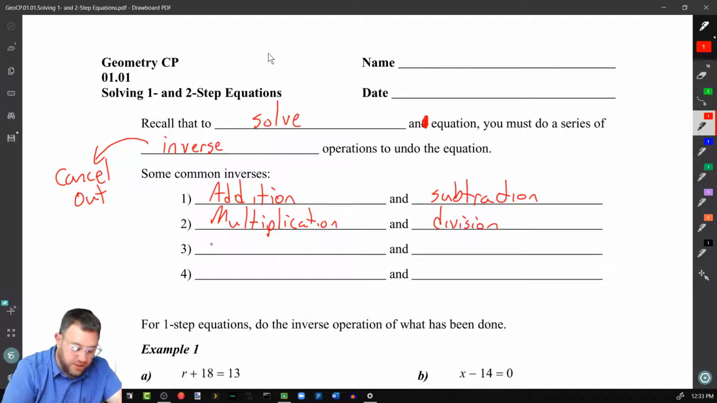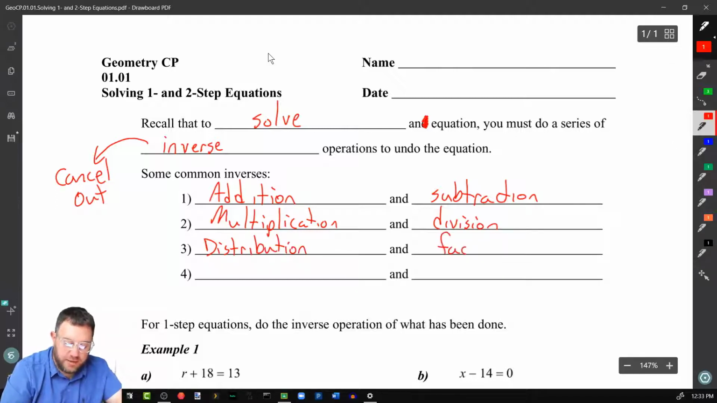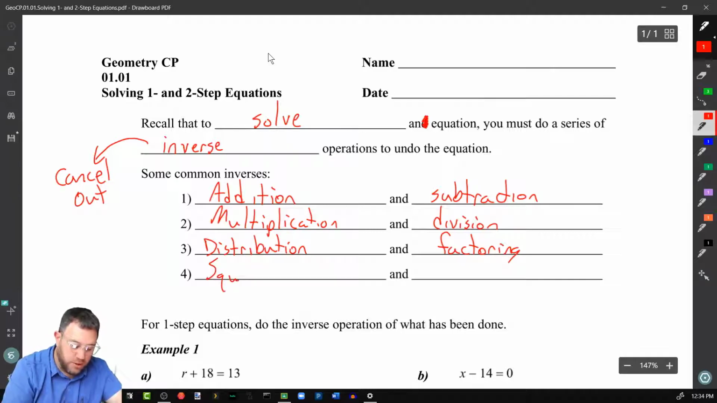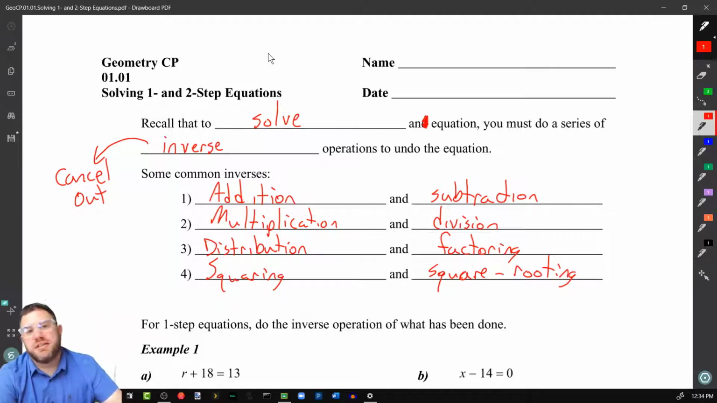This one's a little weird, but distribution, when you distribute, and factoring. We'll come back and do more factoring down the road, but distribution and factoring, like getting out a GCF, a greatest common factor, those are inverse operations. They can cancel each other out, let you get back to the original thing you started with. And then the last one, squaring and square rooting. And this goes for other exponents also, but the only ones we'll deal with are squares. But if you take the square root of something and then square that, you get back to where you started.